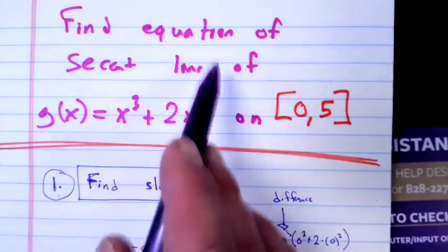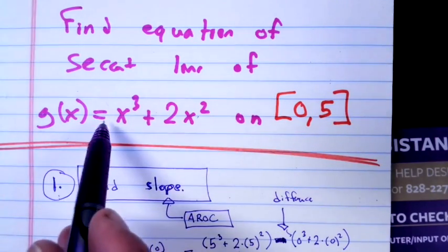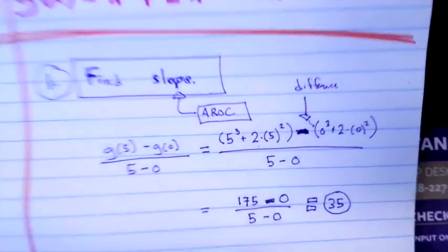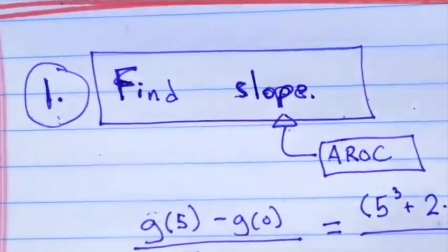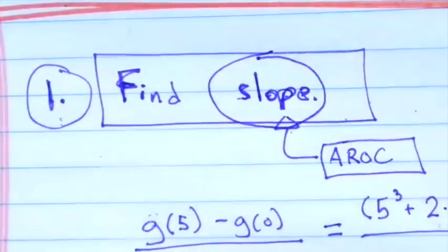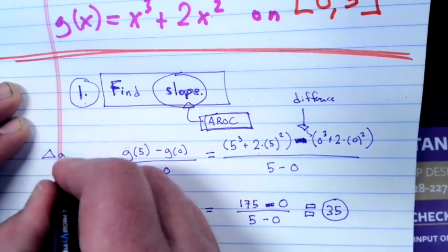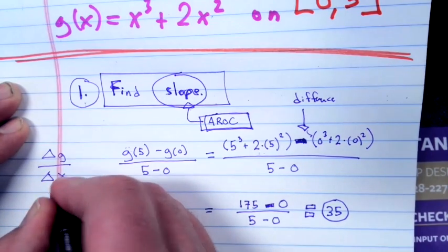In this case, I'm trying to find the equation of the secant line of g of x equals x cubed plus 2x squared on [0, 5], and I want to find the slope. So I start by knowing that the slope of the secant line is the same thing as the average rate of change. So I'm looking for the change in g over the change in x.